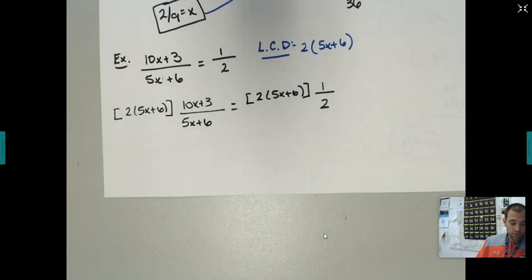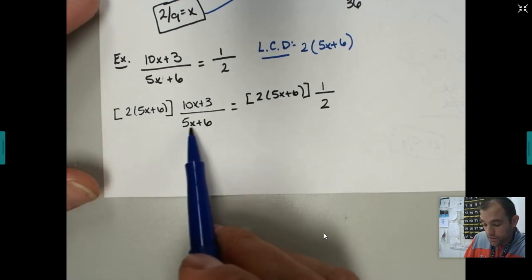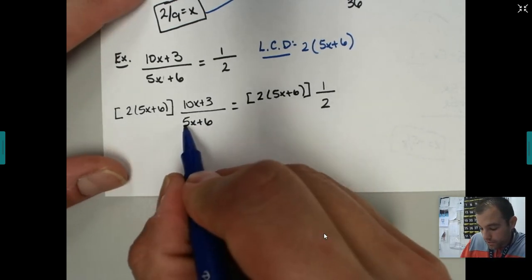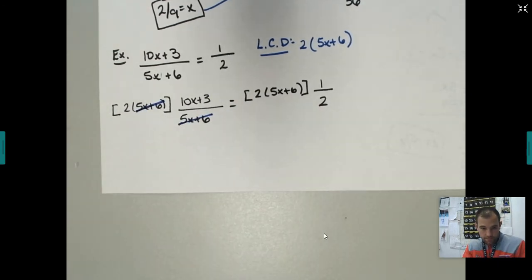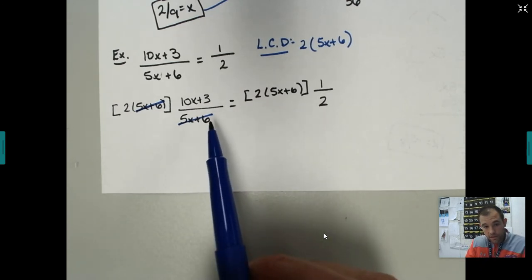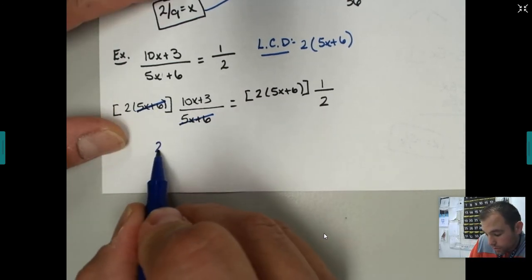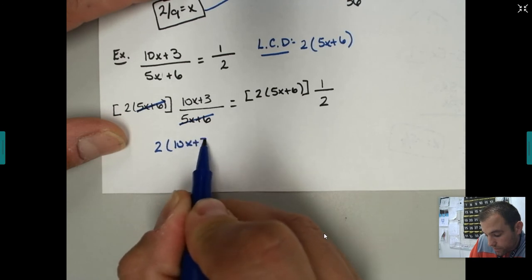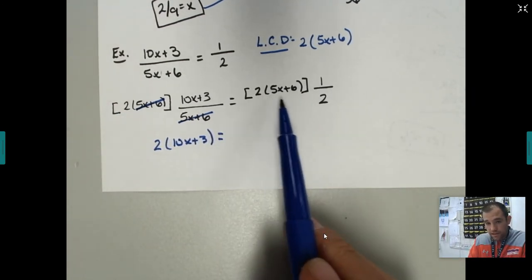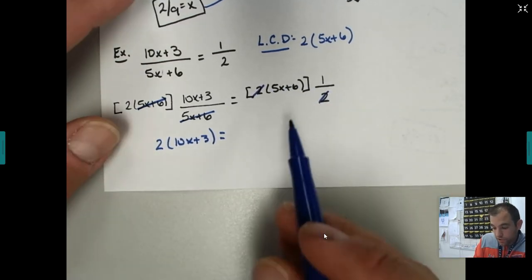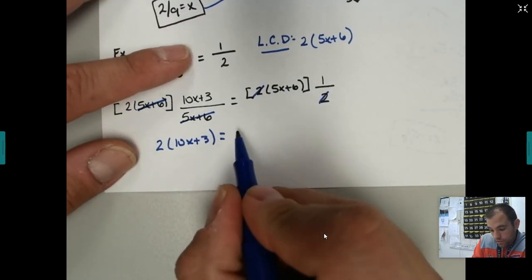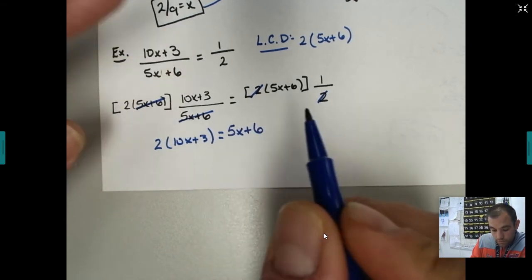All right, now remember I told you at the beginning, the whole point of this is so that we can get rid of the fractions. So if I was multiplying these two together, this 5x plus 6 on bottom is going to cancel that 5x plus 6 on top of that one. So we got rid of the denominator, but I'm still left with this 2 times the 10x plus 3. On the right side, the 2's are going to cancel. And I'm just left with 5x plus 6 times 1, which is just 5x plus 6.